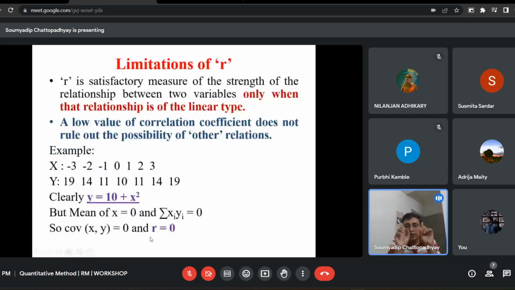That means there does not exist any linear relationship between the two variables, which is quite clear from this particular expression, because here the relationship between the variables is not linear in nature. Okay, so that means R square can be used as a satisfactory measure of the strength of the relationship between the two variables only if the relationship is of linear type.